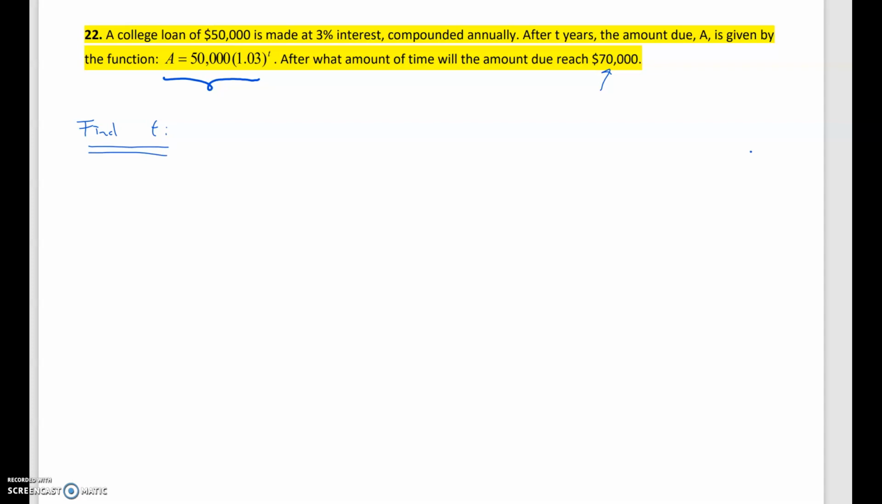under the following conditions. So technically A is equal to the 50,000 and then 1.03 to the T. At this point, what we're looking for is when is this function going to reach the 70,000. So that means that we're replacing A for the 70,000. And this is going to give us the 50,000 on the right times a 1.03 to the T.